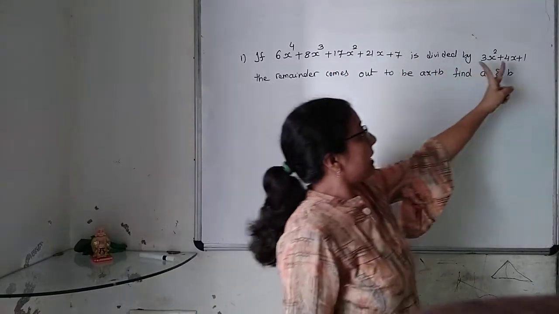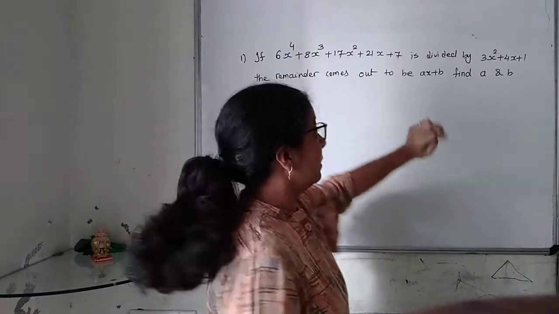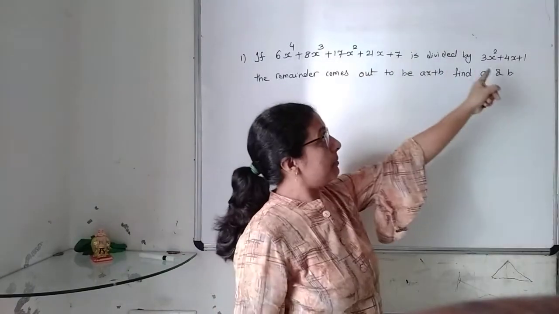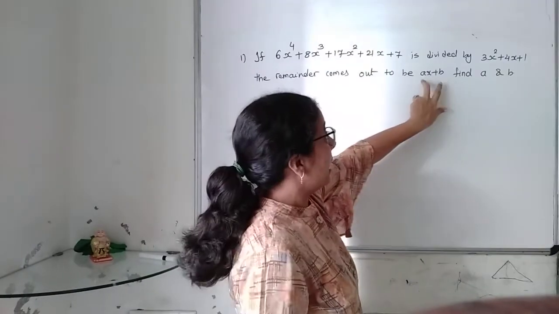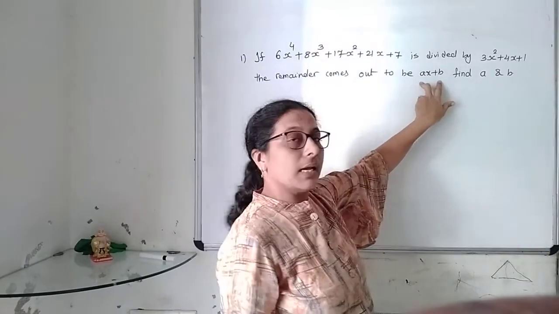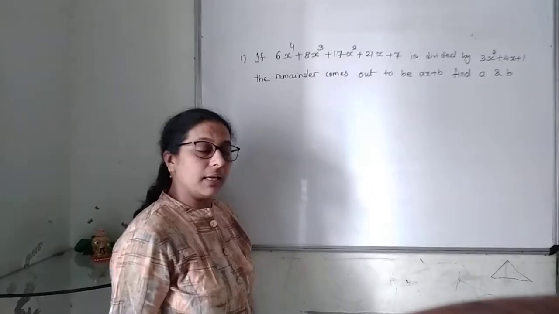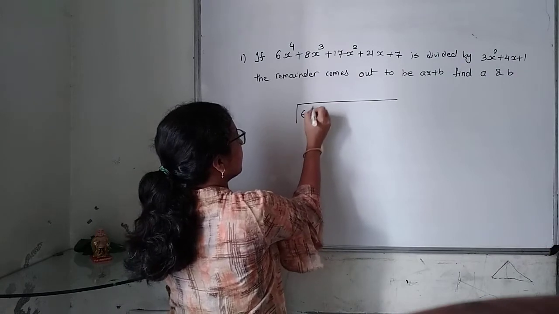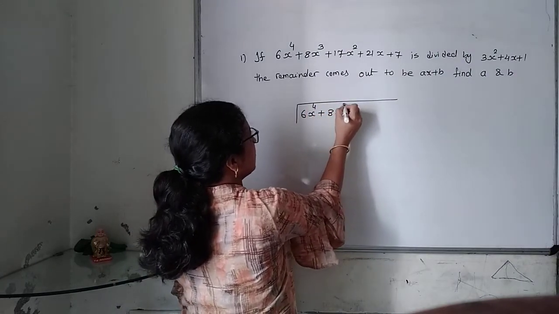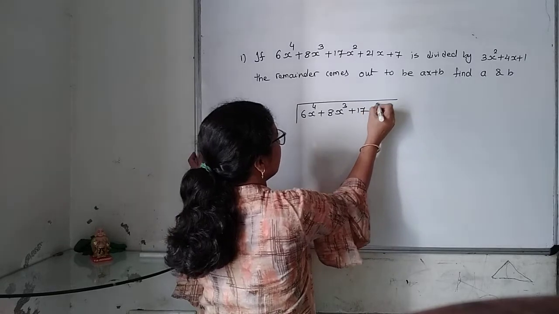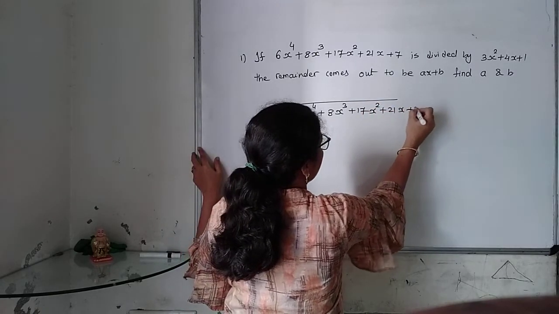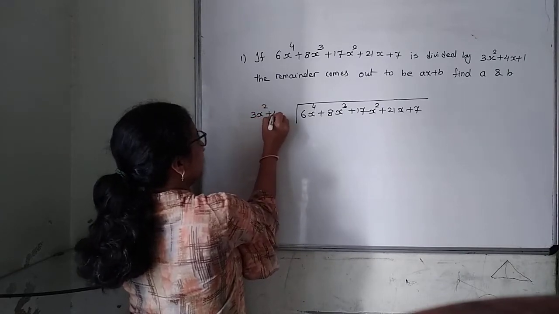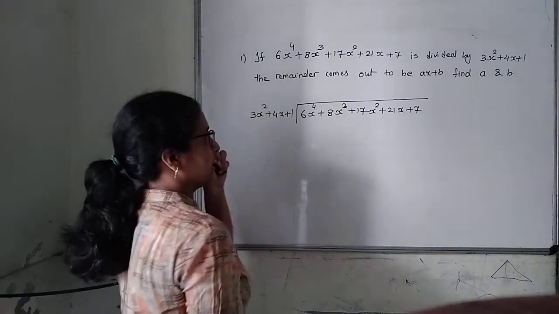Here the polynomial p(x) is divided by 3x square plus 4x plus 1. So the remainder is given as ax plus b. First we divide this polynomial by 3x square plus 4x plus 1 and then compare the remainder with ax plus b. Then we will get a and b. So first of all you divide 6x raised to 4 plus 8x cube plus 17x square plus 21x plus 7 by 3x square plus 4x plus 1.